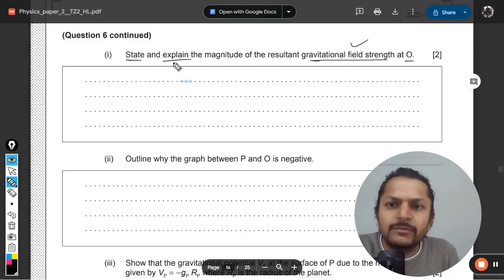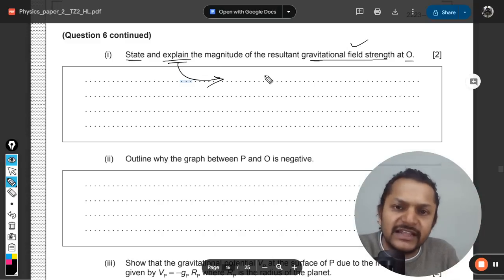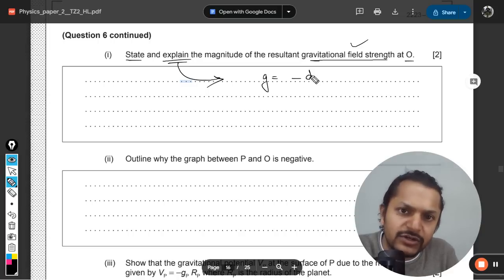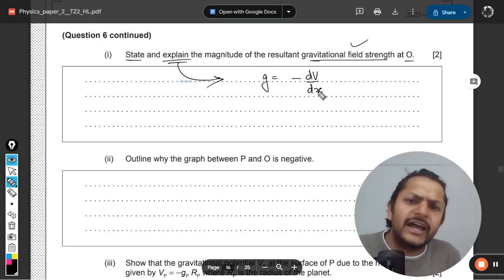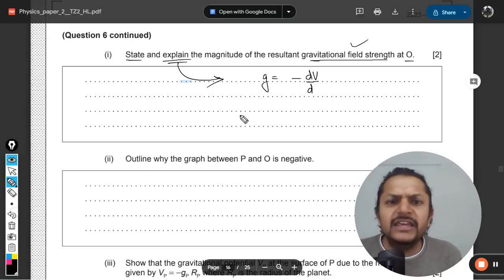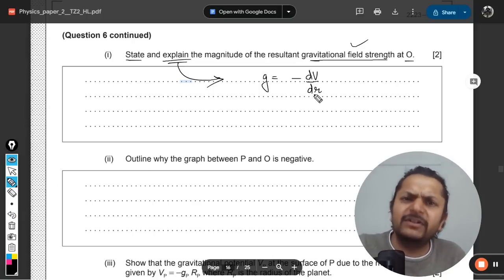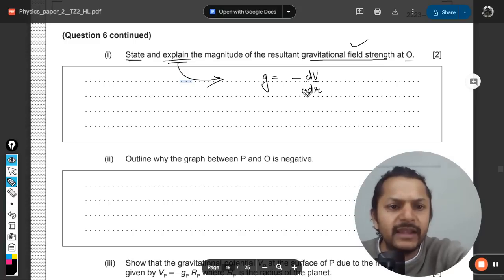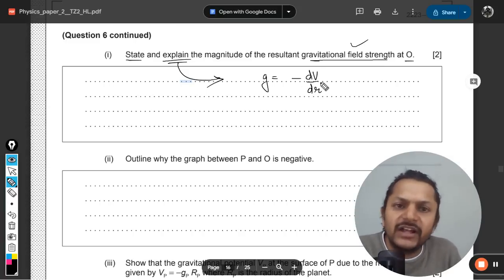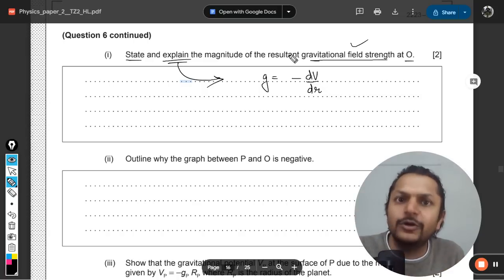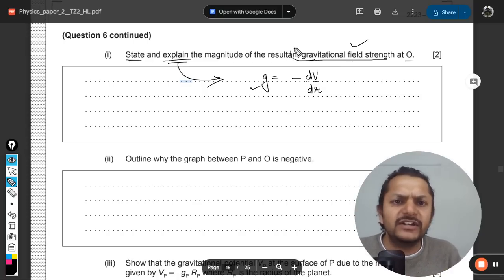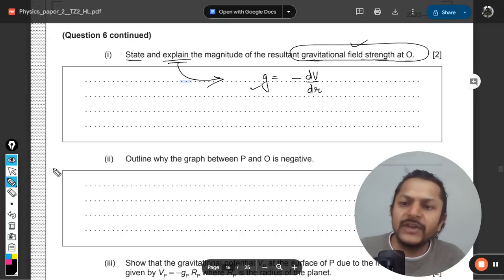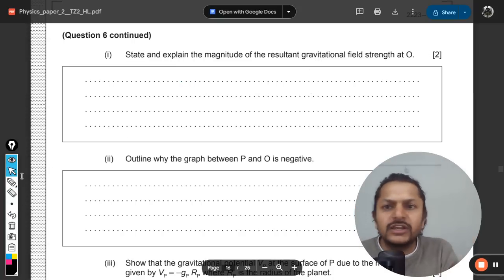And when it comes to the explanation, we can clearly say that E or G will be equal to negative dV divided by dx. If you want to write x, you can. If you want to write r, that will be even more suitable, because in the case of gravity we do it like that. So it will be negative dV by dr, and we can clearly say that the slope is given as zero itself. In the question it is given, and that is why the gravitational field strength at O will be equal to zero. There it is. The explanation is also given. Game over. Let us now move to the next question.